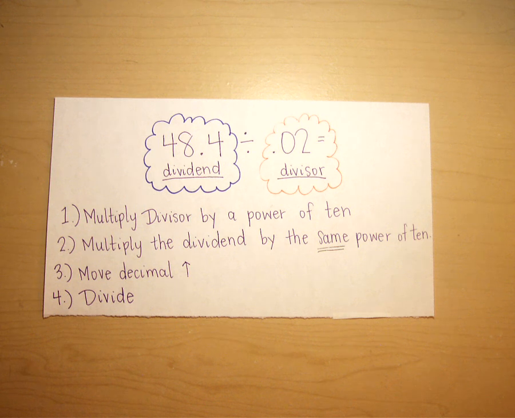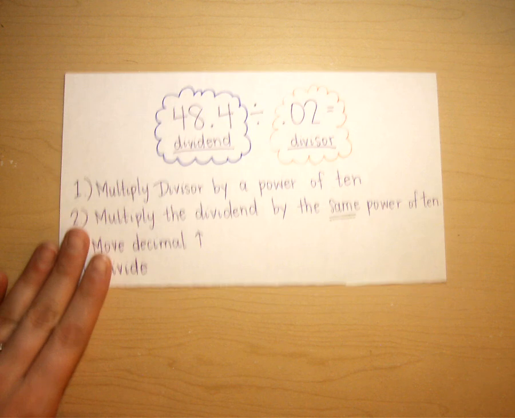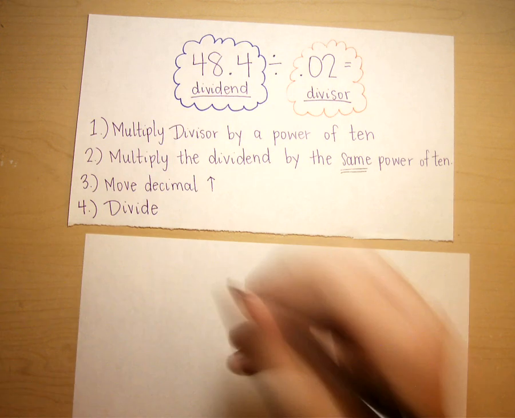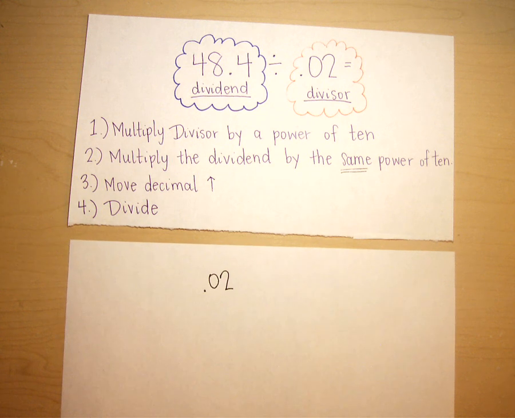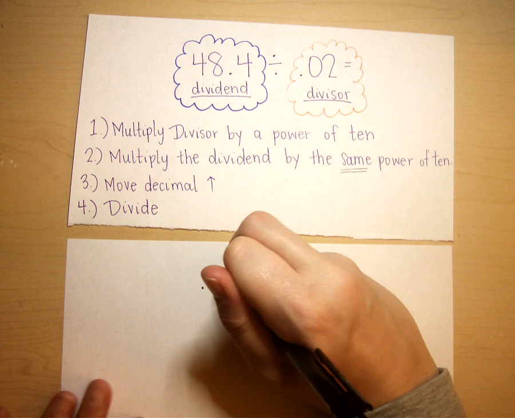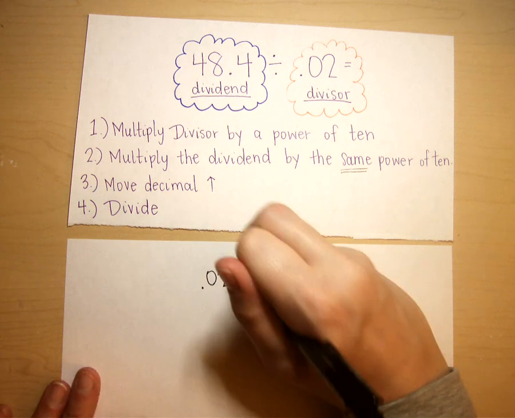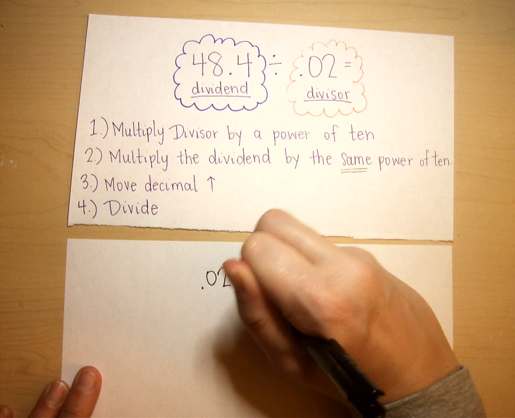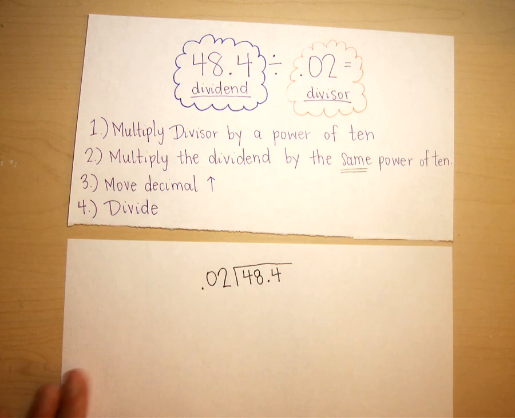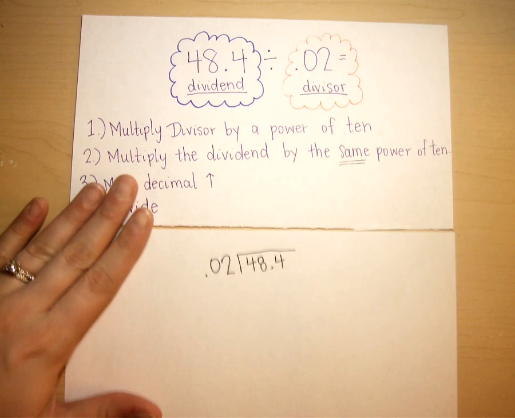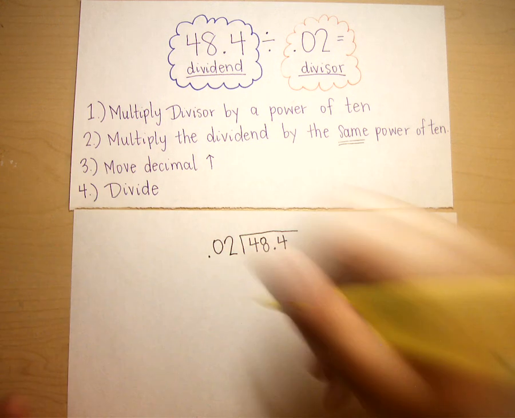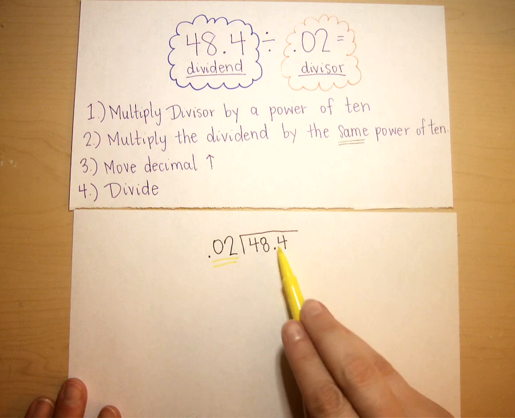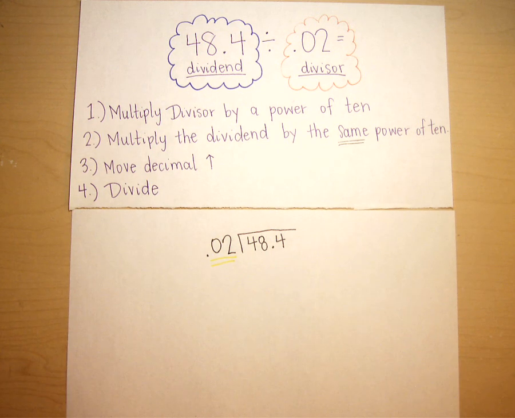So remember our divisor. This is going to be the number that we are placing outside of our division sign. We're going to do 200ths divided by 48 and 4/10. Now, you cannot have a decimal in your divisor. It's a kind of a weird thing. You can't have a decimal in your divisor, but you can have a decimal in your dividend.